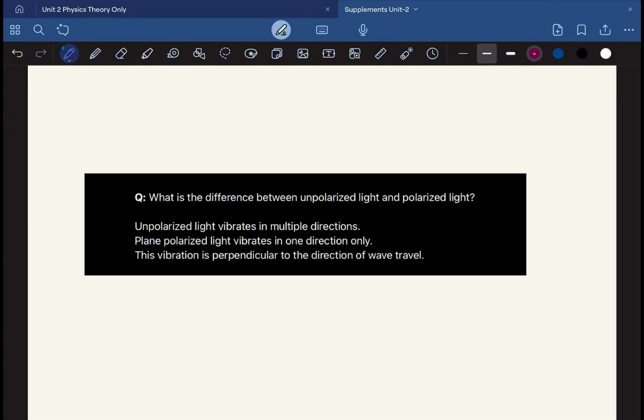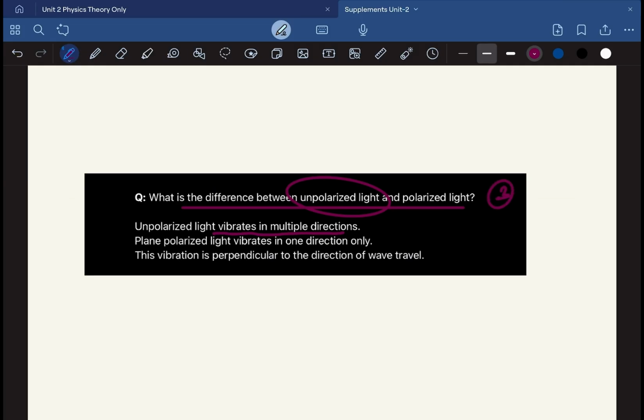Now let's also go through this very repetitive question. They ask what is the difference between unpolarized light and polarized light. The main difference is that unpolarized light vibrates in multiple directions. It will vibrate like this. Okay, it will have vibration in multiple directions, or we can say it will vibrate in vertical and horizontal planes. If you talk about planes, then your 3 points should all be in planes. This is a 3 marks question.